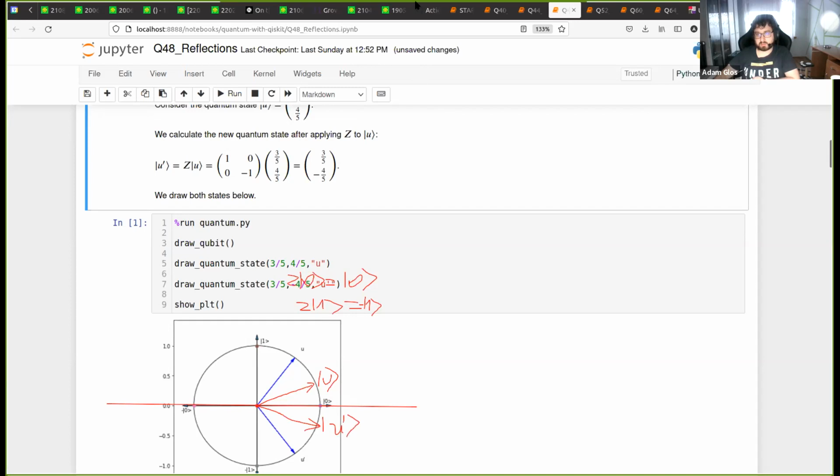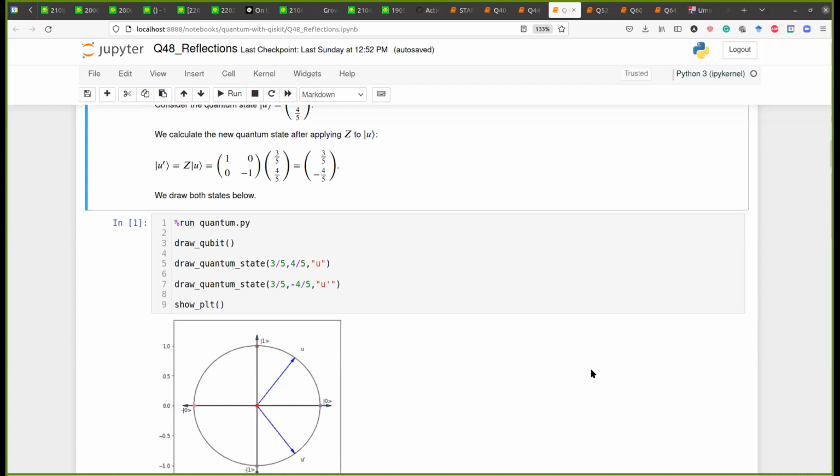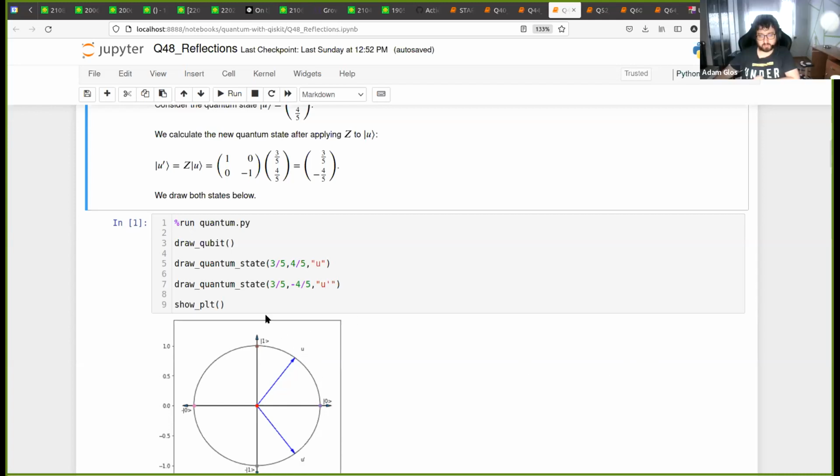So a question now. What will happen if we apply this reflection gate twice? Say starting from this state. The reflection we have considered so far. We will get the same state again.